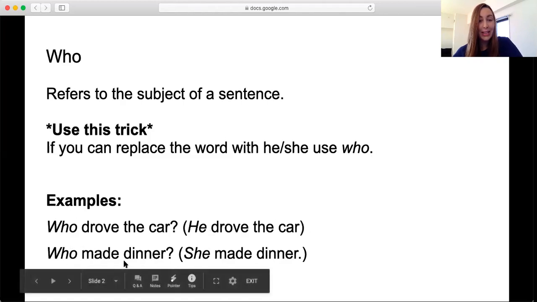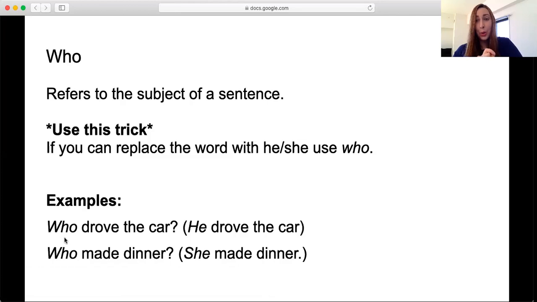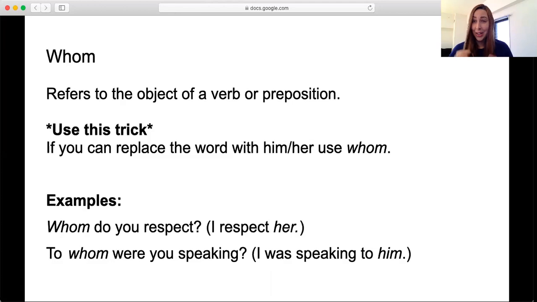Who made dinner? We could say she made dinner. So who would be correct. You wouldn't want to say whom drove the car, whom made dinner. That is incorrect. So if you can replace it with he or she, use who. It's very simple, right?